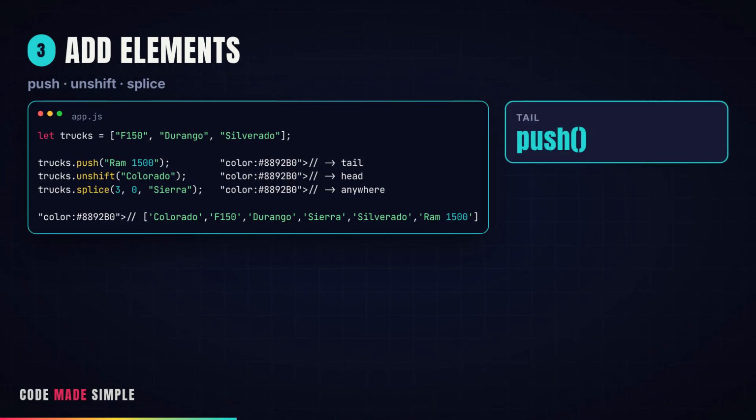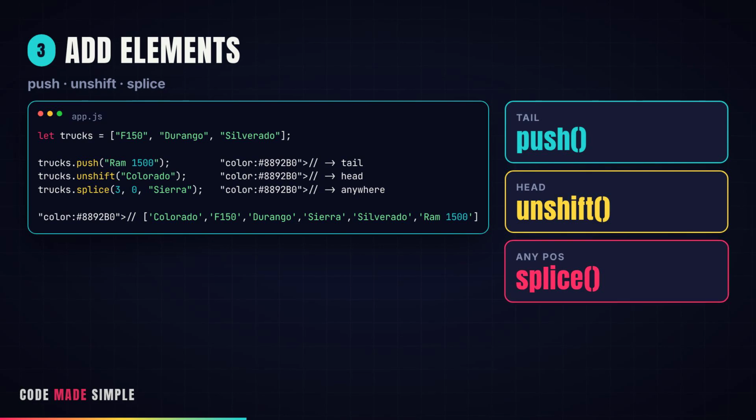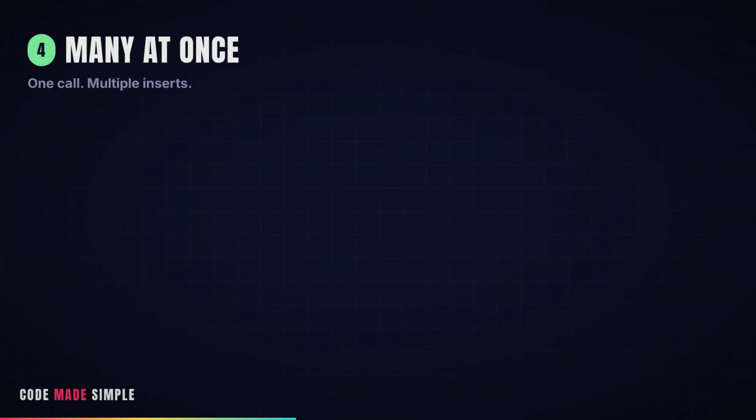Push adds to the tail. Unshift adds to the head. Splice drops one anywhere you want. You tell it the index, how many to delete, and what to insert. 3 moves, total control. Bonus move.